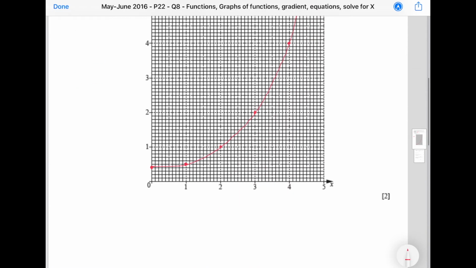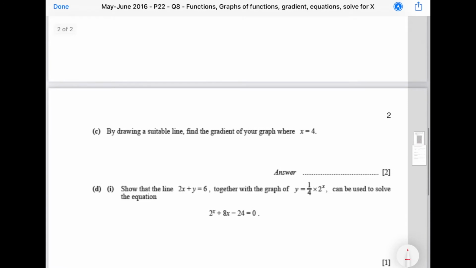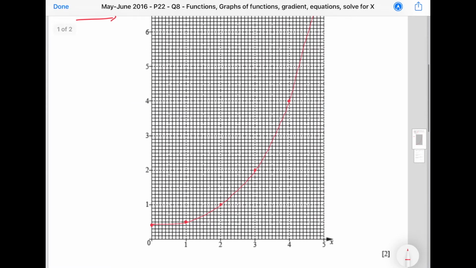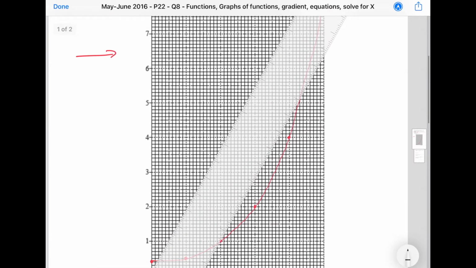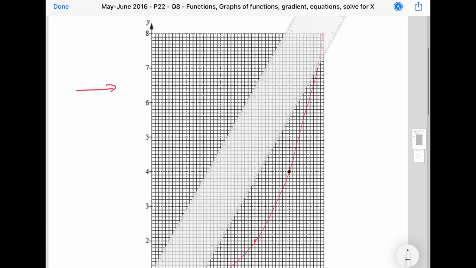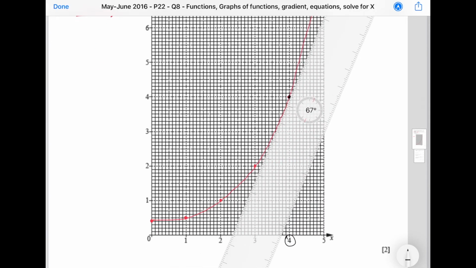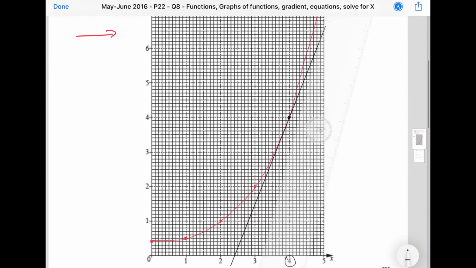The next part says by drawing a suitable line, find the gradient of your graph where x is equal to 4. That means we have to draw a tangent at x equal to 4. X is 4. Let's do this in black. So first of all, x is 4 over here, and on the graph it is going to be this value. So let's draw a tangent over here. Okay, this tangent is supposed to go somewhat like this. So let's draw this line. This is how it goes. This is how it crosses the curve.